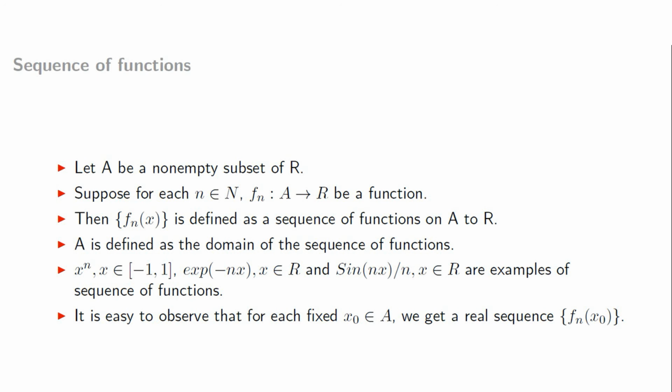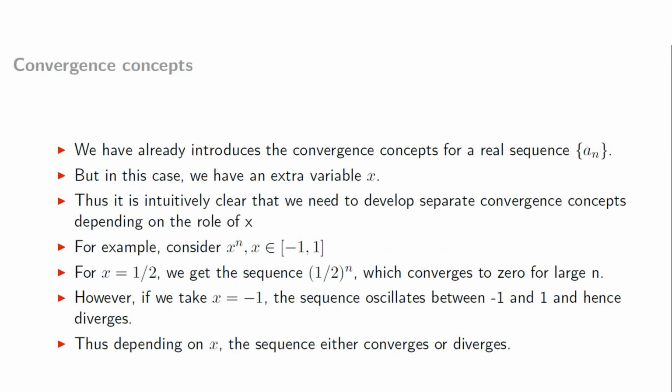It is easy to observe that for each fixed x naught belonging to capital A, we get a real sequence fn(x naught). That is, if we fix x naught, then the sequence of functions reduces to the ordinary numerical sequence. So next, after defining sequence of functions, it is natural to consider the convergence concepts. We have already introduced the convergence concepts for a real sequence an, but in this case we have an extra variable x. Thus, it is intuitively clear that we need to develop separate convergence concepts depending on the role of x.